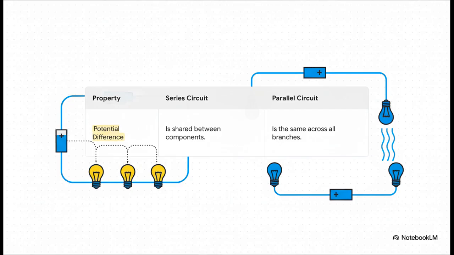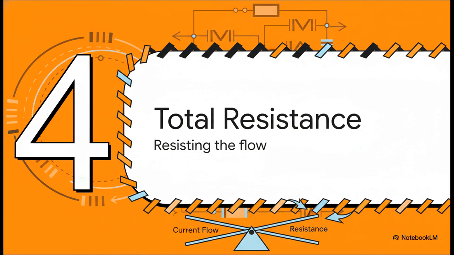Have you noticed the pattern yet? The rules for current and potential difference are basically flipped for the two types of circuit. That's a brilliant way to remember it for the exam. And that brings us to our final big comparison in section 4, total resistance. This is all about how much the circuit fights back against the flow of current. And, you guessed it, the rules for series and parallel are complete opposites.